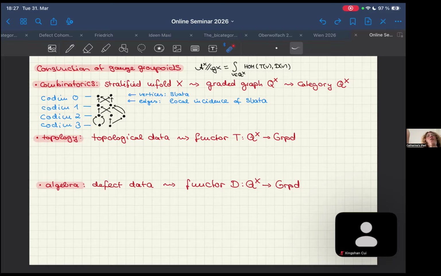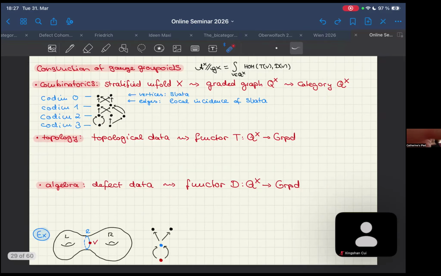So what do I mean by this concretely? So this here is an example of a stratification. So we have a two-dimensional surface. On this surface, we have a codimension 1 stratum, the edge here in blue. And on the codimension 1 stratum, we have a codimension 2 stratum, this defect vertex. So in this picture, we have two codimension 0 strata, the left and the right. So we have two vertices on the top level. Then we have one codimension 1 stratum.